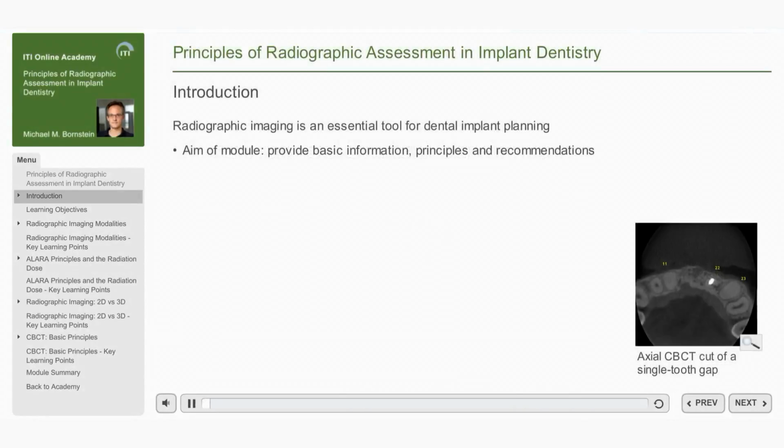Radiographic imaging is an essential tool for dental implant planning. The aim of this module is to provide basic information, principles and recommendations for radiographic imaging in implant dentistry.